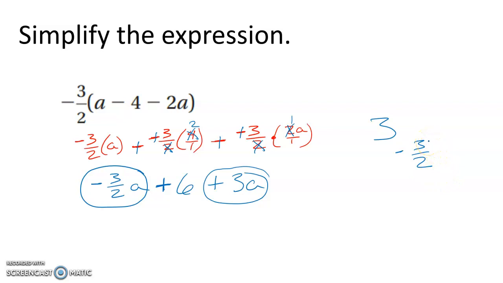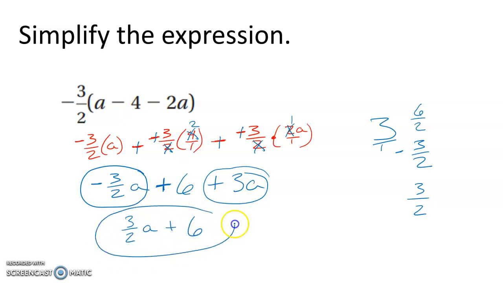Now, this one's a little trickier because that's improper. So let's make this one improper. And then common denominator would be 2, so that would be 6 over 2 minus 3 over 2. 6 minus 3 is 3 over 2. And there's more positives. So when you combine those, you actually get 3 over 2a plus 6. It's a little bit harder because it has fractions, but if you're okay with fractions, it shouldn't be too difficult.